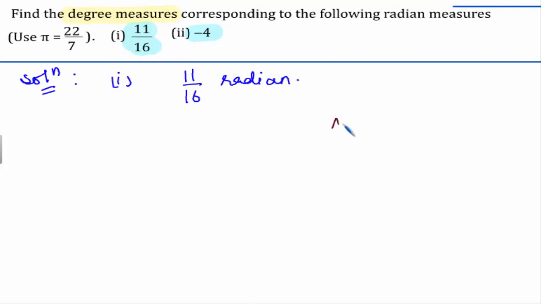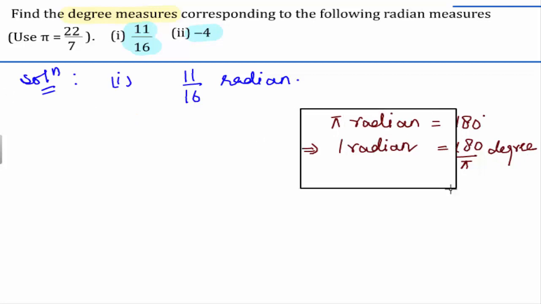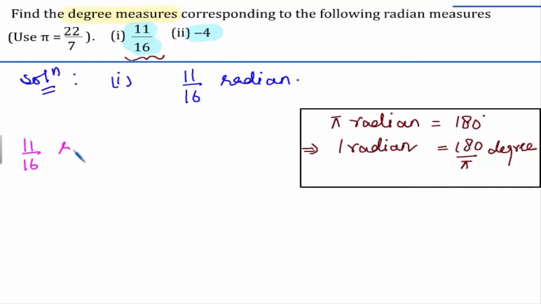Now we know that pi radian is equal to 180 degrees. So this implies that 1 radian is equal to 180 divided by pi degree. Now we will be using this formula to find the degree measure of 11 upon 16 radian. Let us find it now. So 11 upon 16 radian by using this can be written as 11 upon 16 into 180 divided by pi degrees.